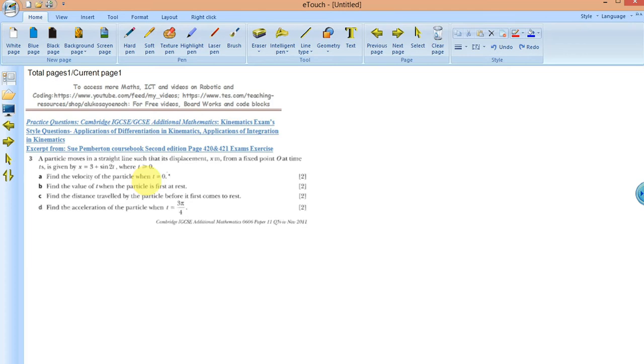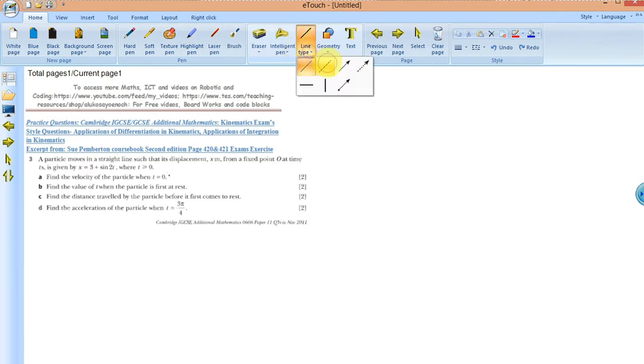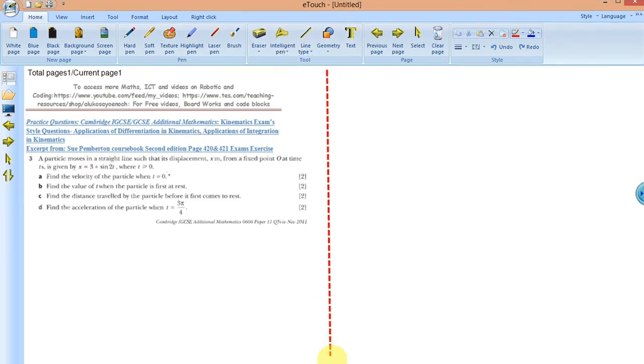Okay, guys, we have to find the velocity. Don't forget that you are given the displacement. This is a slightly tricky equation. Let me go ahead and demarcate my board in order to manage this space. So I'm going to start with question A here.